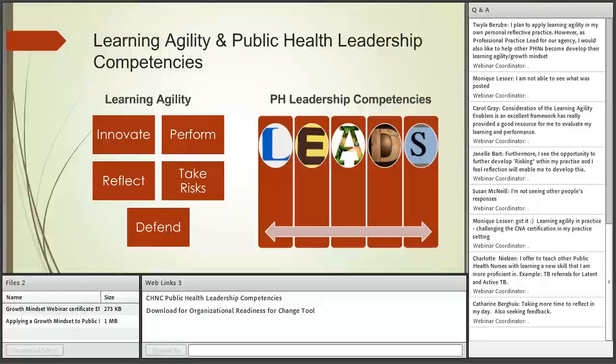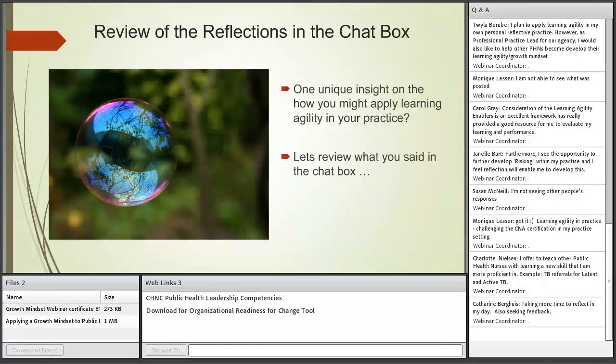So with that, the more theoretical part of the presentation is over, but let's go to you and look at the chat box and read some of these. I asked you the question, one unique insight on how you might apply learning agility in your practice. And let's see what some of you said, because I think your engagement and your understanding will help each other to really crystallize the learning agility concept.